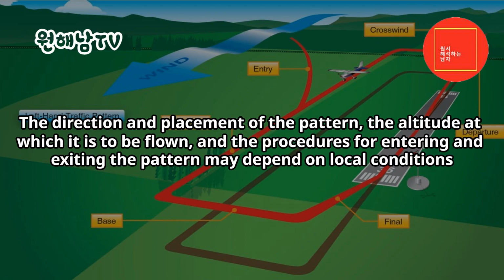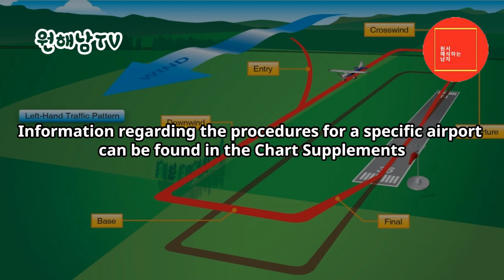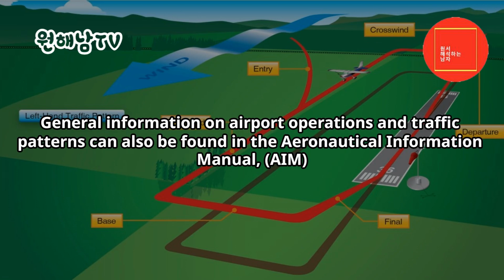The direction and placement of the pattern, the altitude at which it is to be flown, and the procedures for entering and exiting the pattern may depend on local conditions. Information regarding the procedures for a specific airport can be found in the chart supplements. General information on airport operations and traffic patterns can also be found in the Aeronautical Information Manual, AIM.